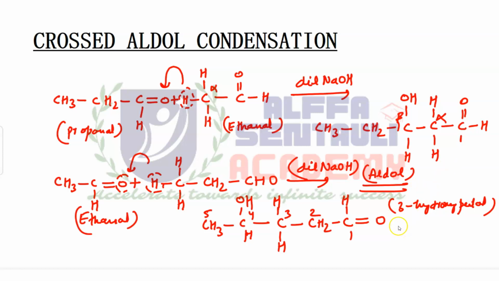How? Sir, in the first compound it is 3-hydroxypentanal, and in the second compound the hydroxy is at the fourth position, so it is 4-hydroxypentanal. Okay, so which should be the major product and which should be the minor product?